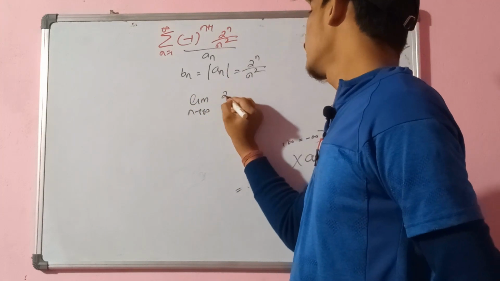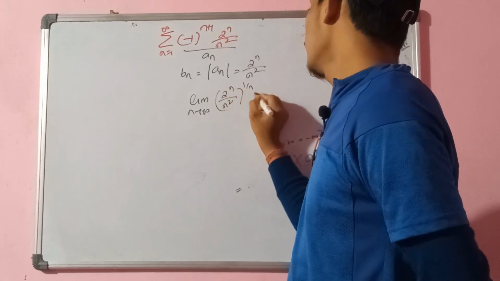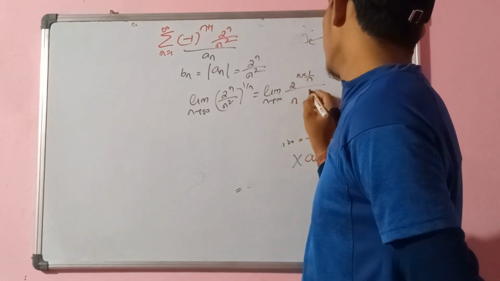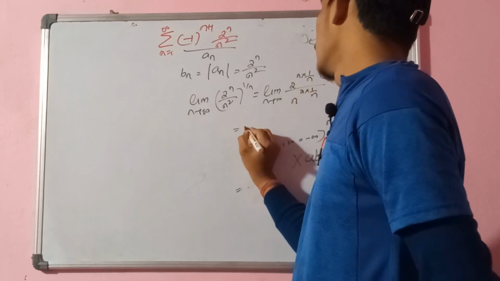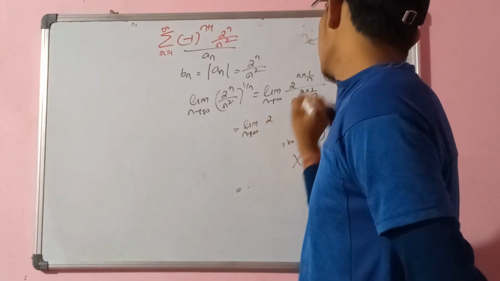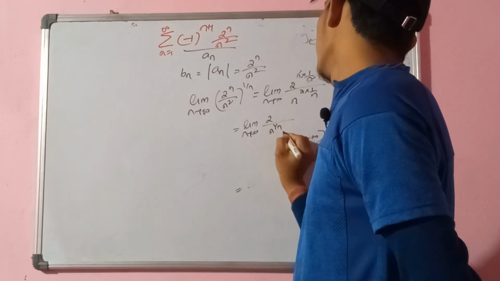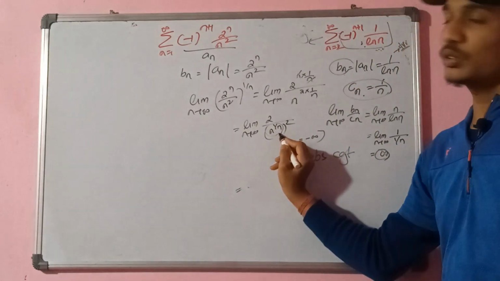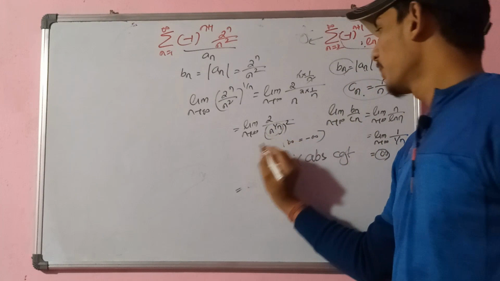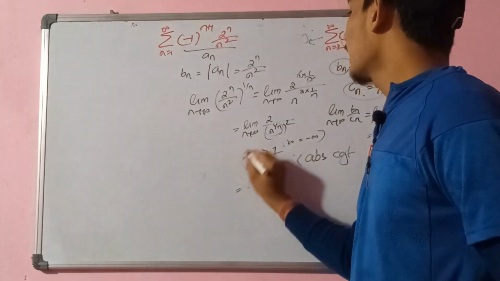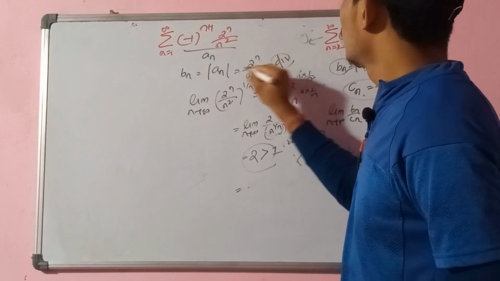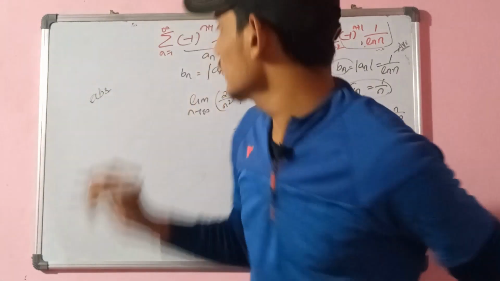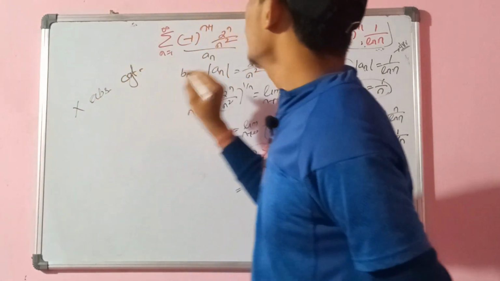Limit n tends to infinity bn power 1 by n, that is 2^n by n square, power 1 by n. It will become limit n tends to infinity 2 power n times 1 by n, and n power 2 times 1 by n. So this n and n will cancel, and this will be (n power 1 by n) whole square, and this value equals 1. If you don't know, go through lecture number 8, evaluation of limit. So this will come as 2, which is greater than 1. That means this series is divergent, so this is not absolutely convergent.